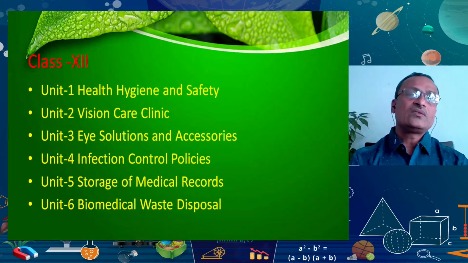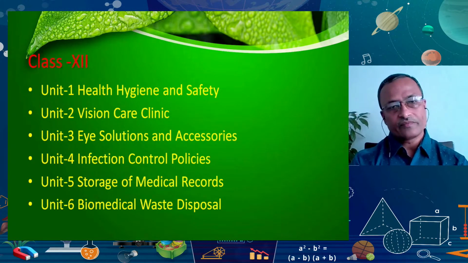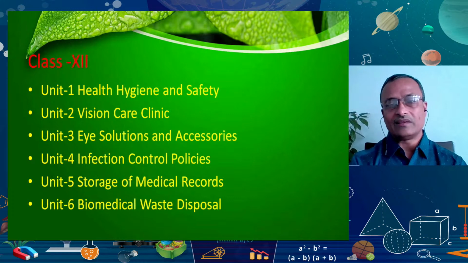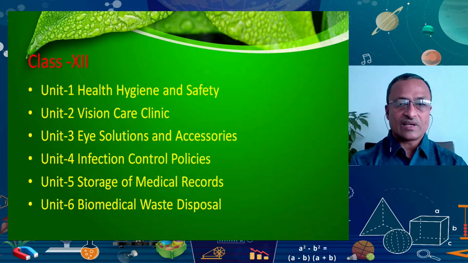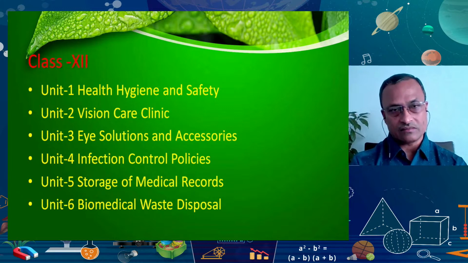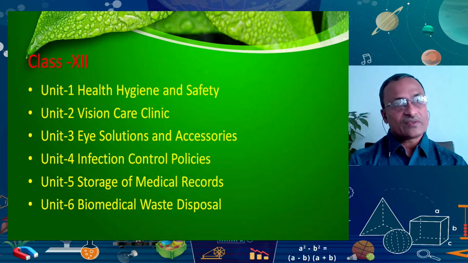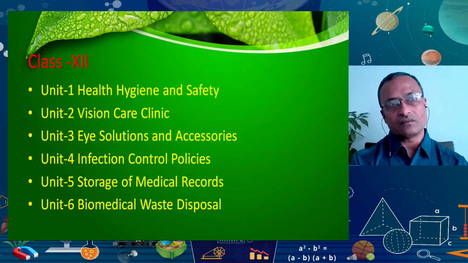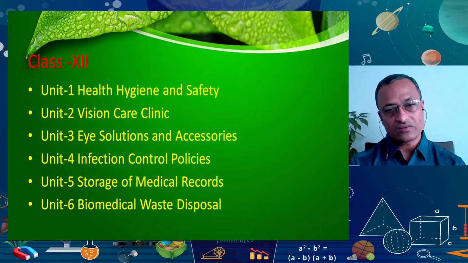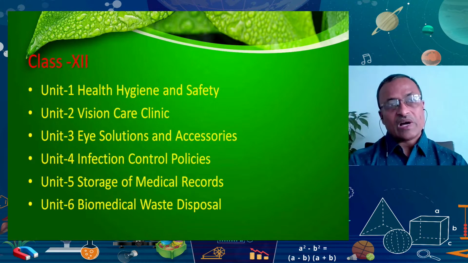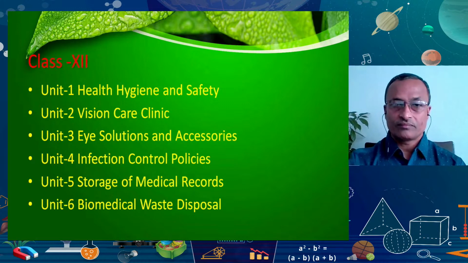Now, coming to the class 12 textbooks, the units described in the textbooks are health and hygiene and safety, vision care clinic, what a vision care clinic is, what are the factors to set up the vision care clinic, what are the various eye solutions and accessories, then what are infection control policies. The storage of medical records is one of the very important aspects, having data storage for the records of the patient. And the biomedical testing.